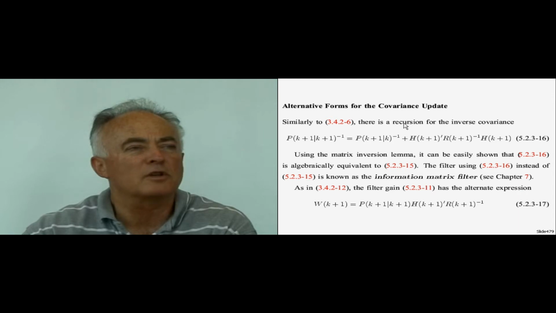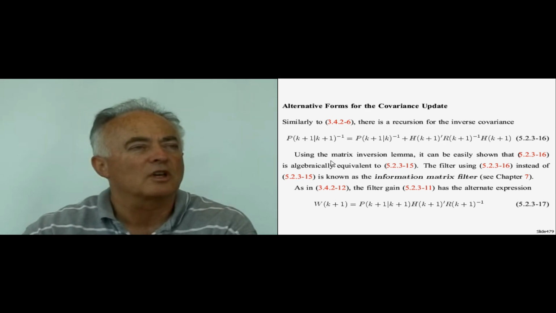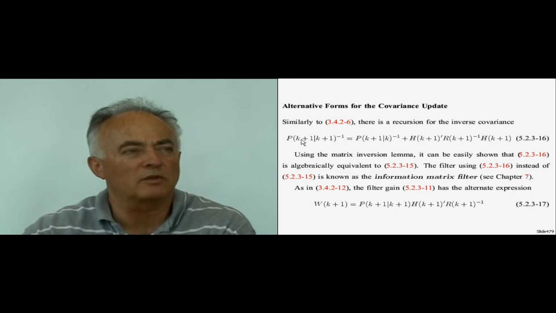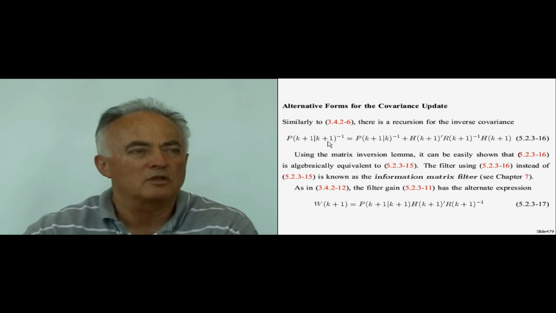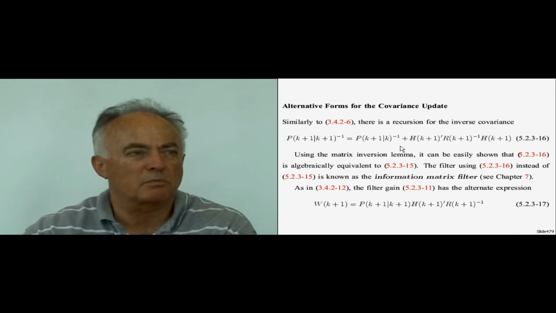Using the matrix inversion lemma, one can write a recursion for the inverse covariance. We obtain the recursion for the covariance, and the recursion for the inverse covariance says that the information matrix at k plus 1 given data up to and including k plus 1 is the information matrix at k plus 1 given data up to k only, plus H prime R inverse H, at time k plus 1. This again says this is the additivity of information, because that's the past information, this is the new information.